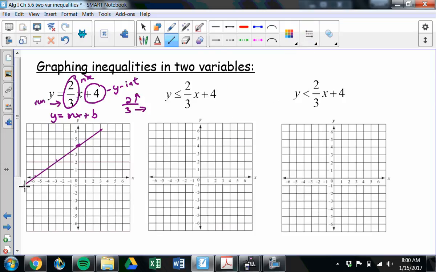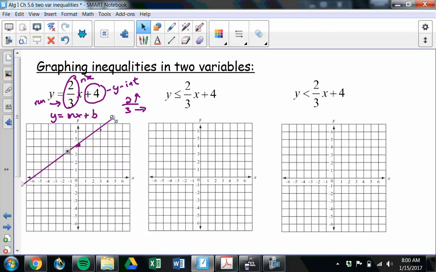The graph will look like this. Slopes and y-intercepts. Well, the nice thing about this is graphing inequalities is essentially no different. There's just one or two little things to worry about, but they're fairly straightforward.